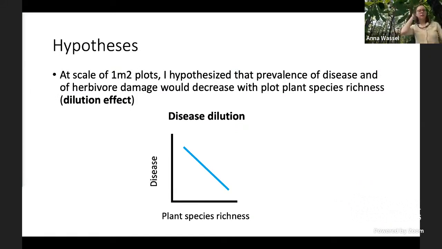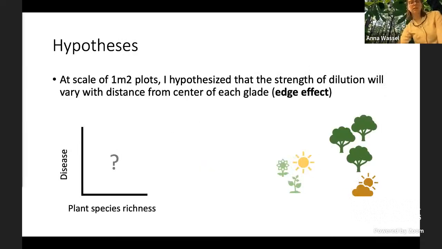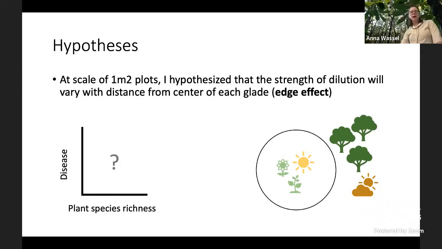Okay. And so what are my hypotheses? At the scale of these 1-meter square plots, I hypothesized that the prevalence of disease and herbivore damage would decrease with plant species richness, indicating a dilution effect, since we are at these very small scales. And additionally, I hypothesized that the strength of this dilution would vary with the distance from the center of each glade.